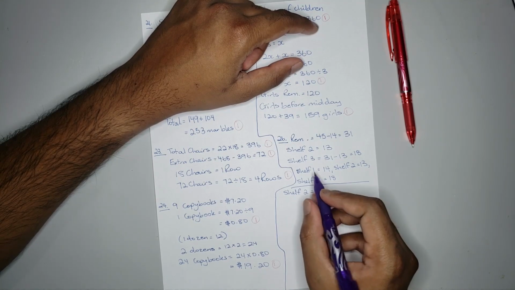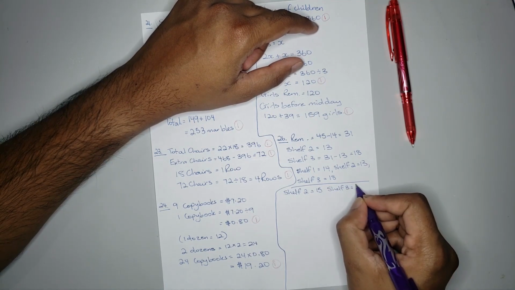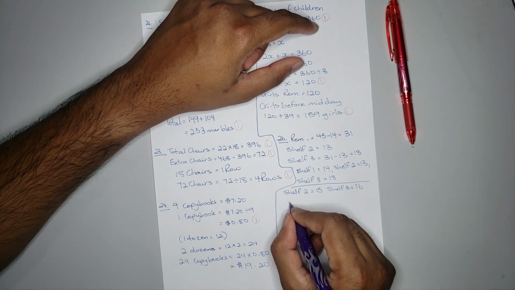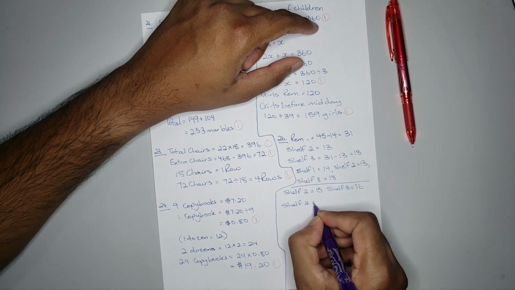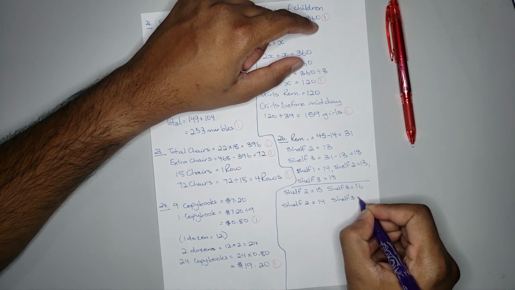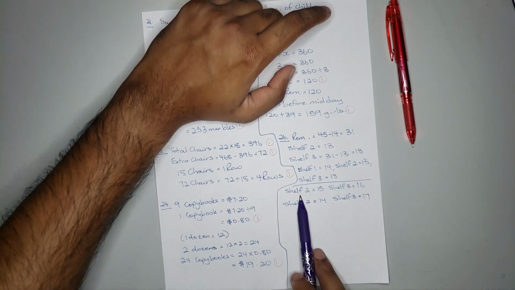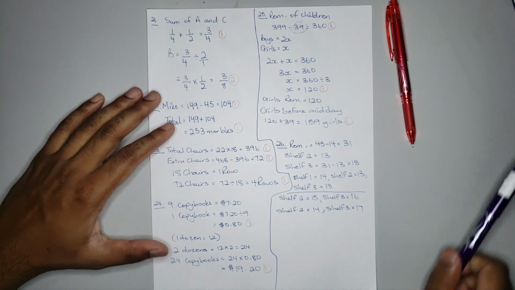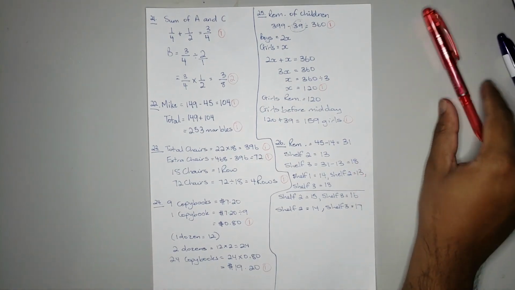or it could be another option, shelf 2 could be 15 and shelf 3 could be 16, or shelf 2 could be 14, shelf 3 could be 17, or vice versa. So shelf 2 could be 17, shelf 3 could be 14, shelf 2 could be 16, shelf 3 could be 15. Okay, so it could be any one of those options. And it is 2 marks, so you get 1 mark for calculating for each shelf.